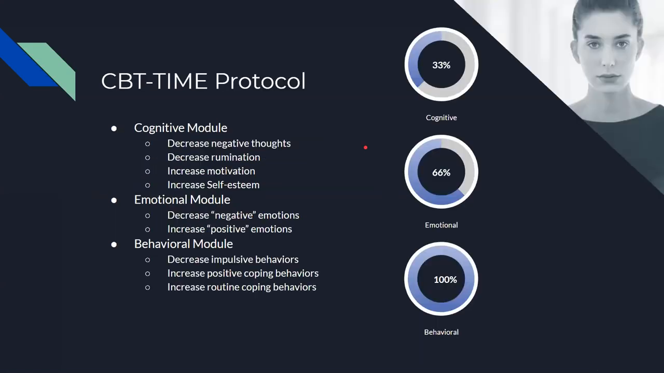And we split those goals up into three modules. We have the cognitive module, the emotional module, and the behavioral. The cognitive, obviously, we want to decrease the negative thoughts and the rumination. We want to increase positive thoughts, which includes motivational thinking and self-esteem. The emotion module, we want to decrease the stressful thoughts and increase positive emotions. And in the behavioral module, we want to decrease either impulsive behaviors or a lack of tension release, and we want to increase adaptive behaviors and tension release behaviors. So the protocol is split up into these three modules.